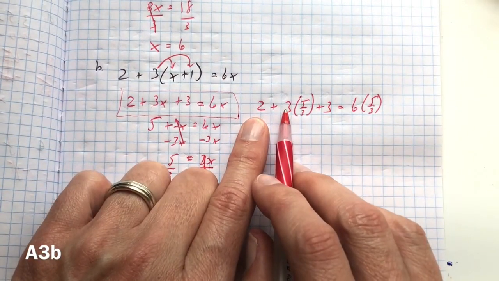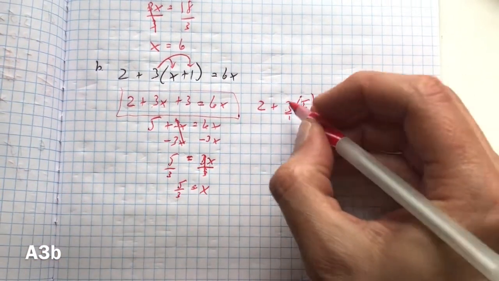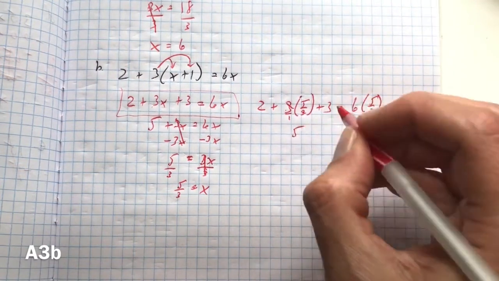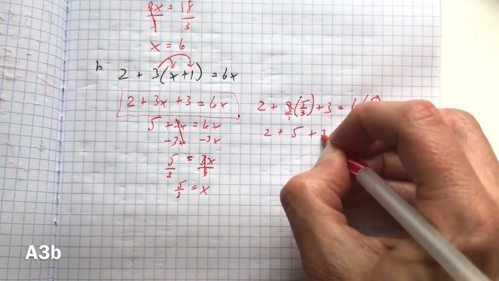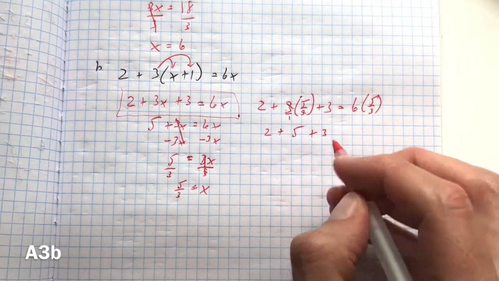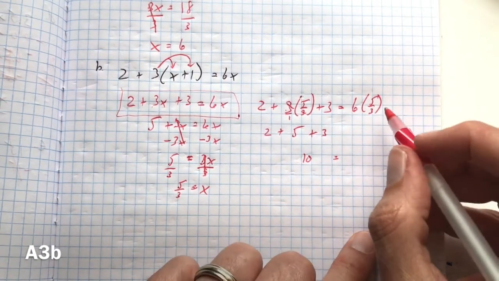So 3 times 5 over 3. Remember, this 3 is going to be 3 over 1. These will cross cancel, leaving me with a 5. So I have a 2 plus 5 plus 3. 2 plus 5 is 7, plus 3 is 10. Let's see if that works over here.